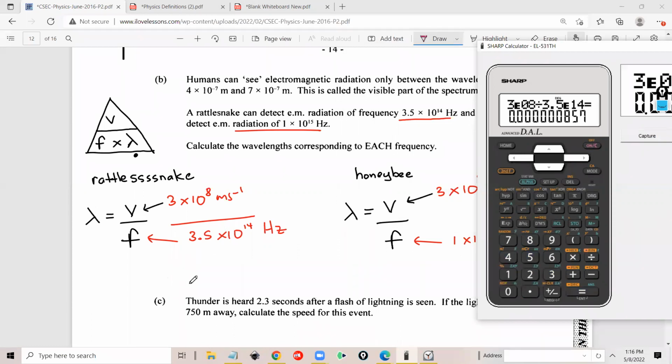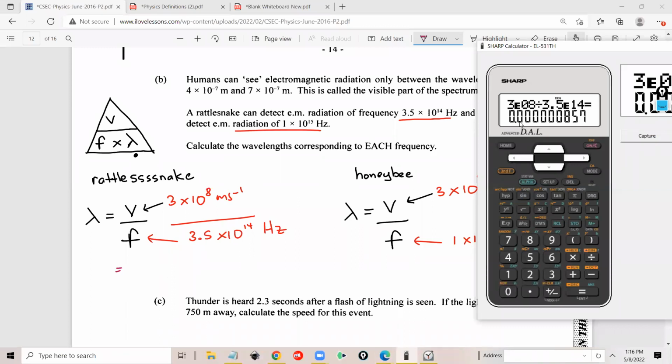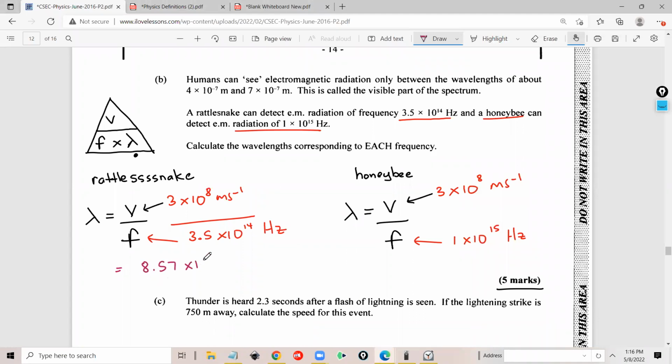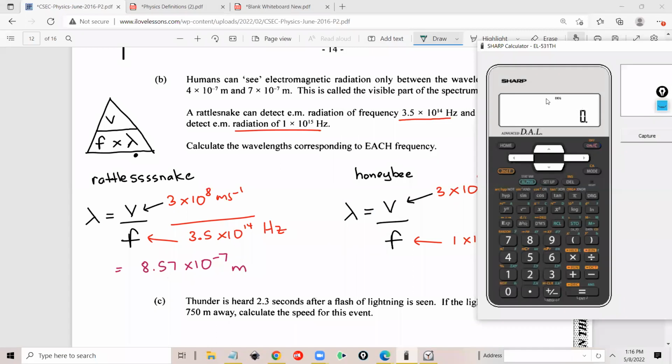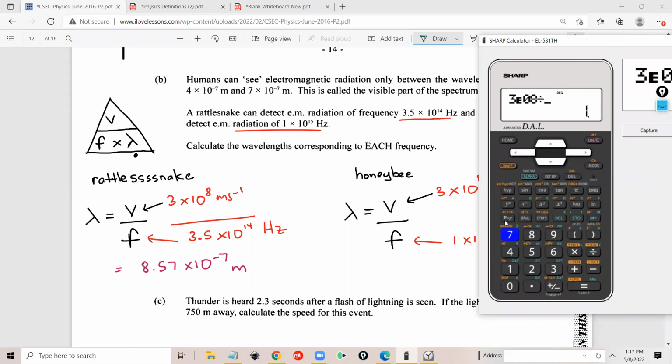How many of you got that for the first one? You're getting 1 0 there. If you put it in standard form, 8.57 multiplied by 10 to the power minus 7 meters. And for the next one, it's the same basic thing. So 3 EXP 8, divided by 1 EXP 15. And this is what we get here.